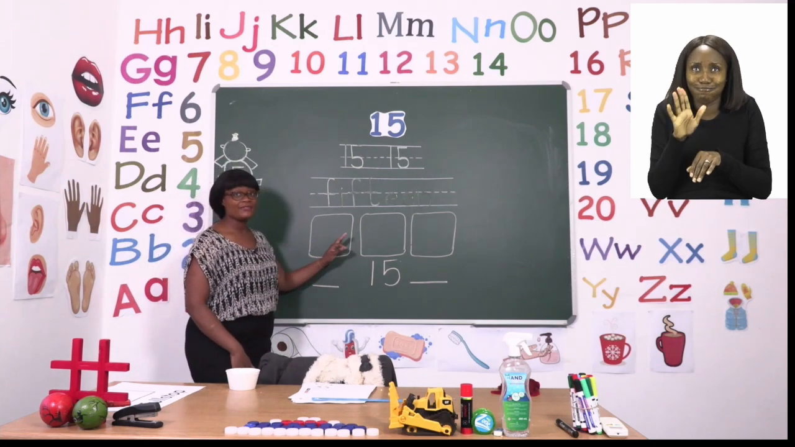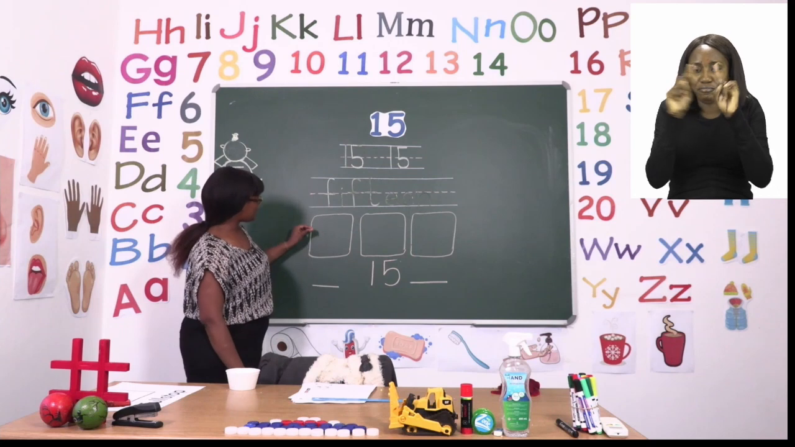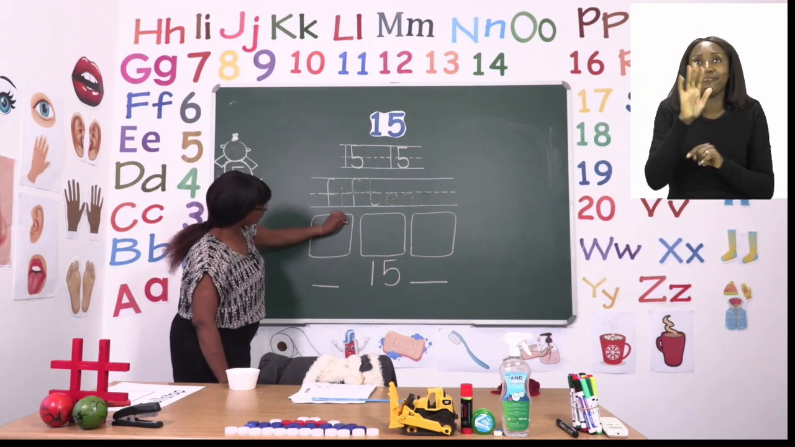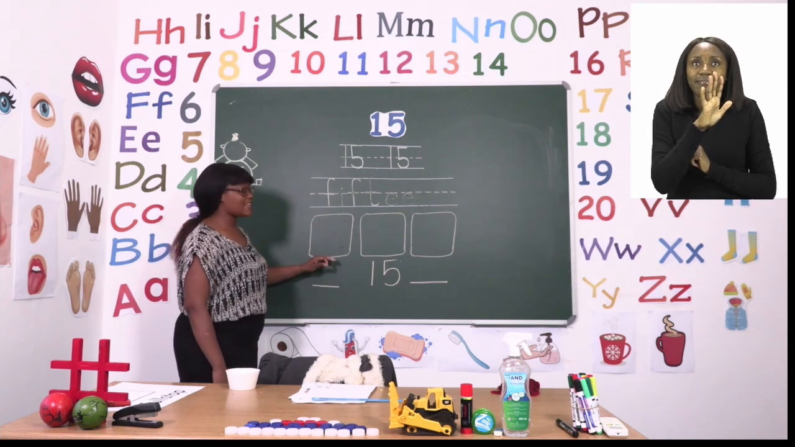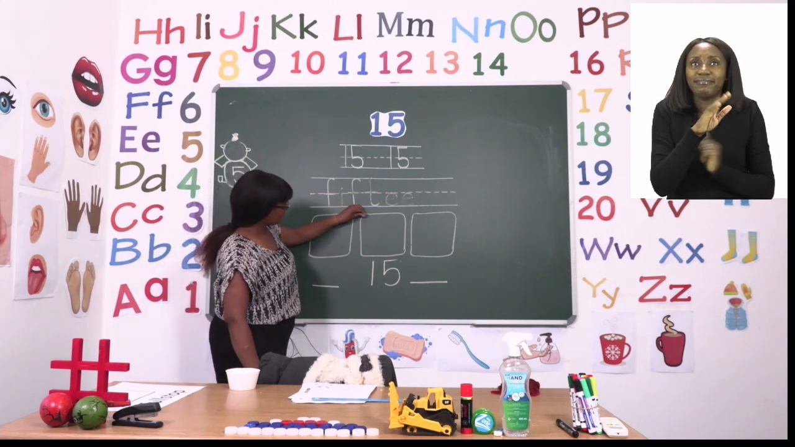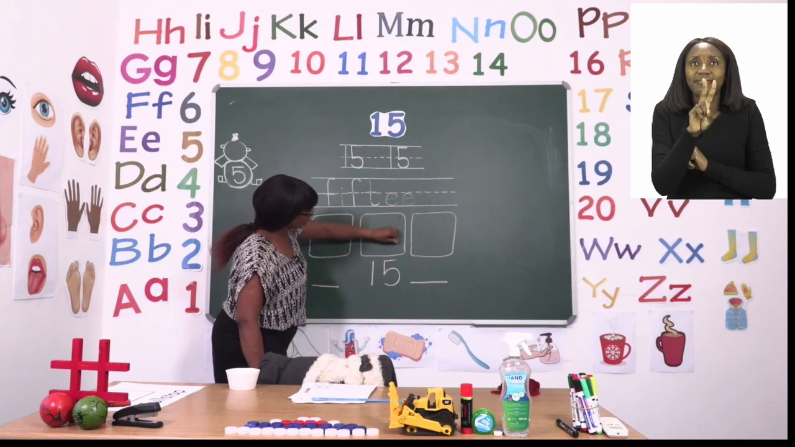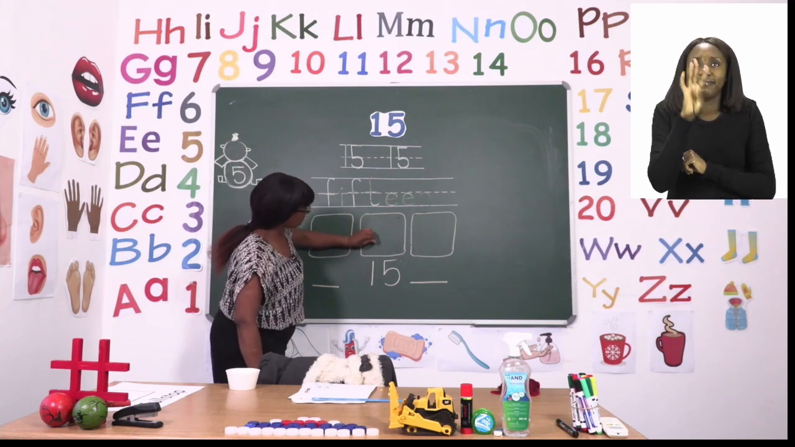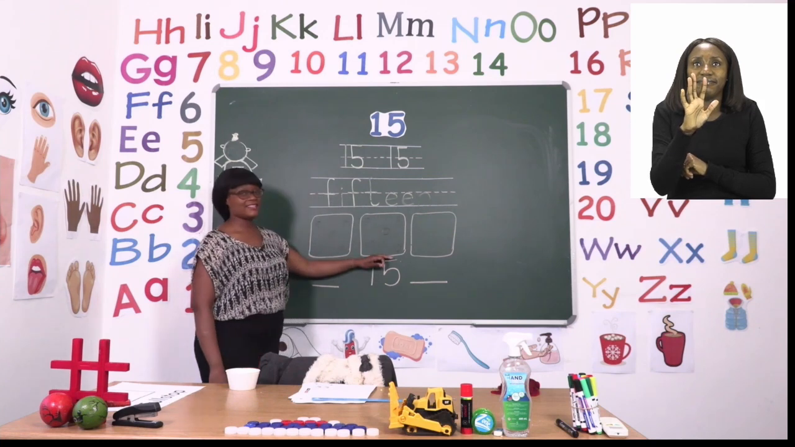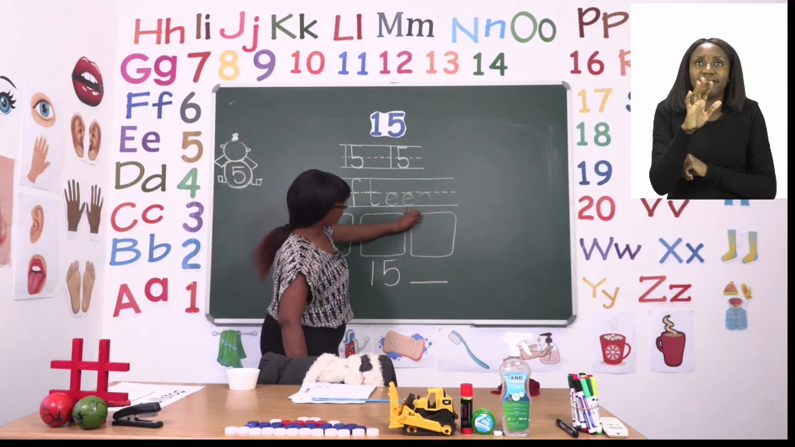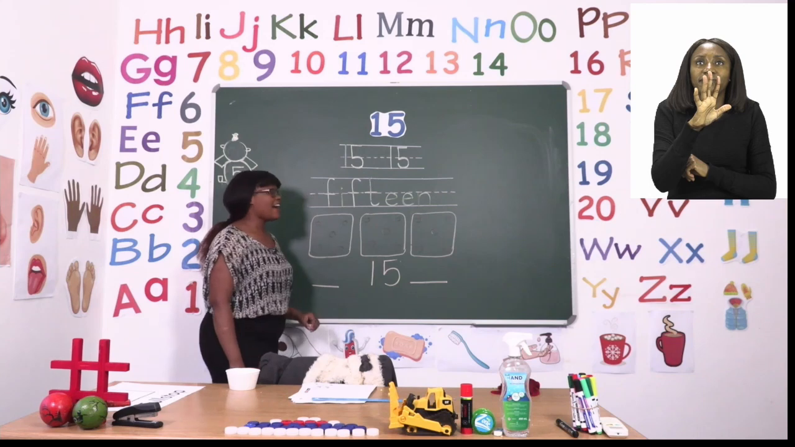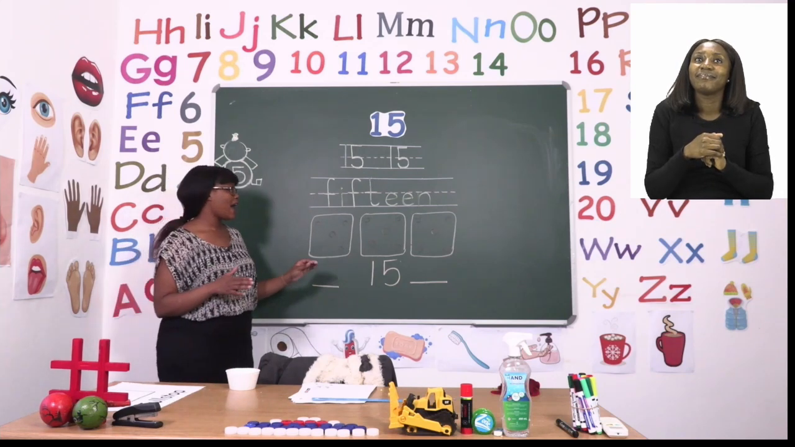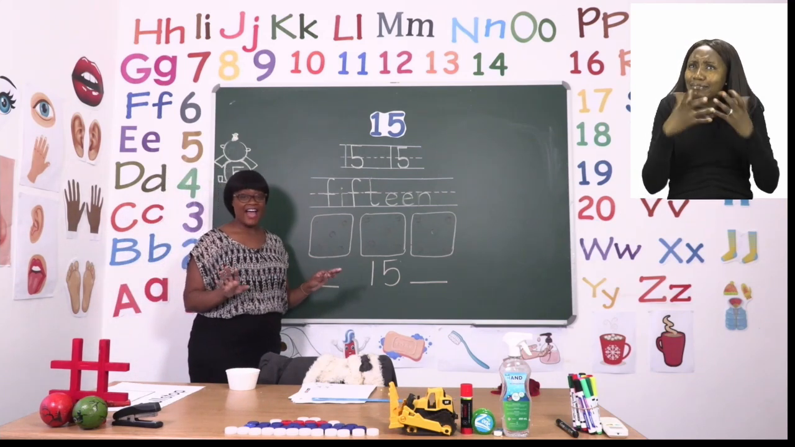We're going to put 5 in each of them. Let's begin. 1, 2, 3, 4, 5. That's 1 dice. 1, 2, 3, 4, 5. That's the second dice. 1, 2, 3, 4, 5. Now it's going to be our job to count how many dots we have on the die.